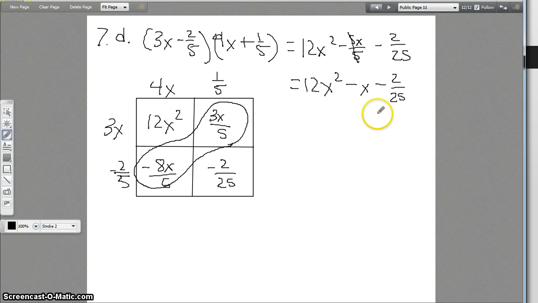So that was number 7, part D. This was just like number 12. So you should stop the video now and go do number 12, and then come back so you can see how the last problem works.